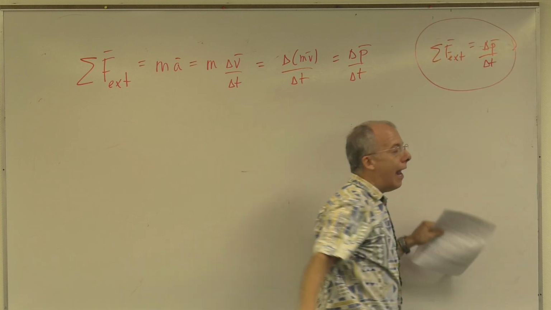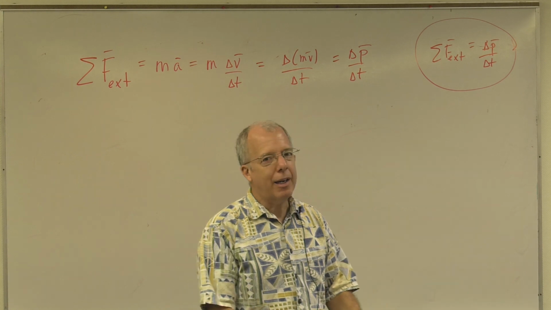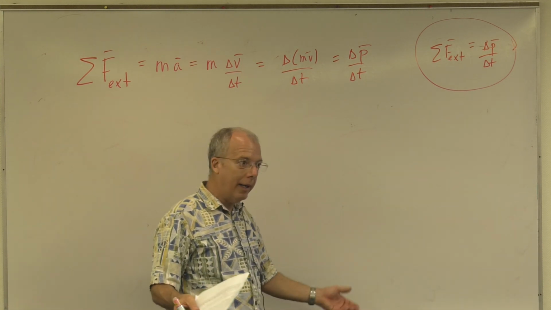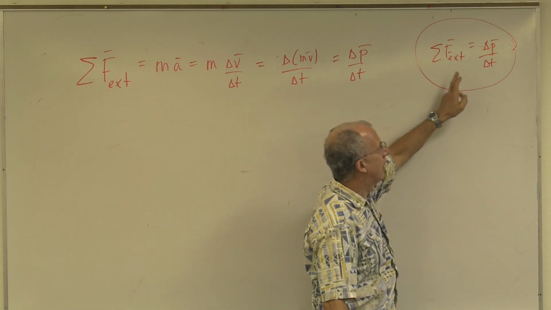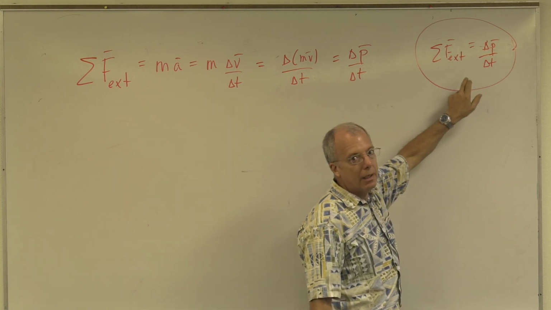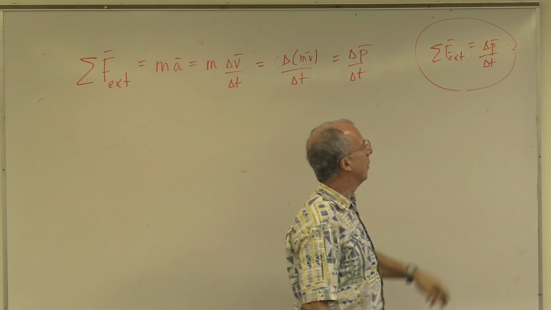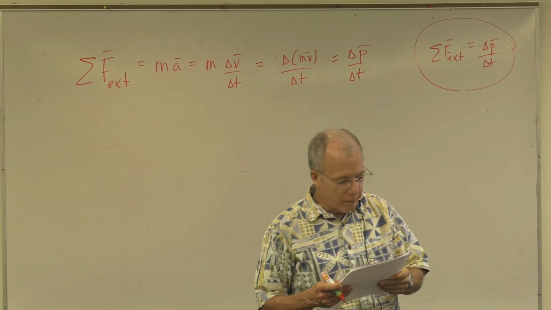I mean, we always say F equals ma, F equals ma, right? But believe it or not, when Isaac Newton came up with this, he didn't say F equals ma. He said F equals dp, or delta p over delta t. So this is really the fundamental equation. So please remember it. Sum of the force equals delta p over delta t.